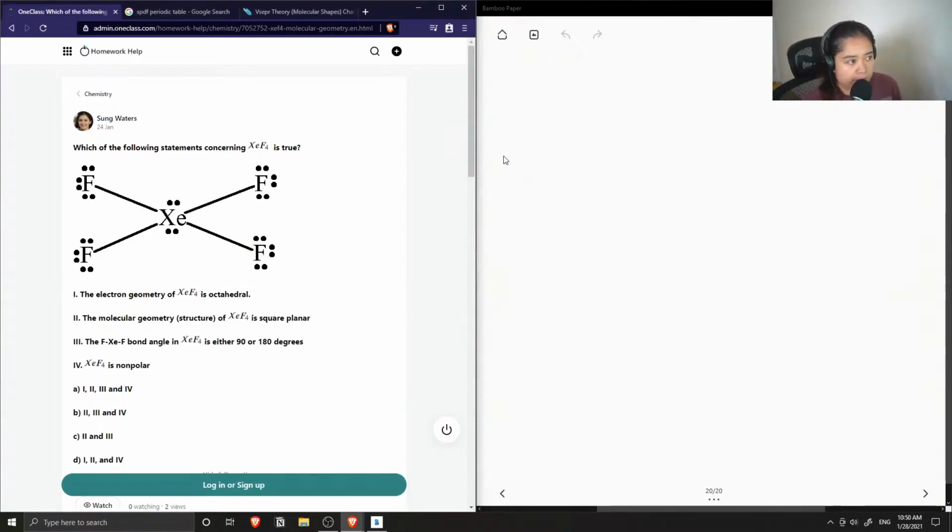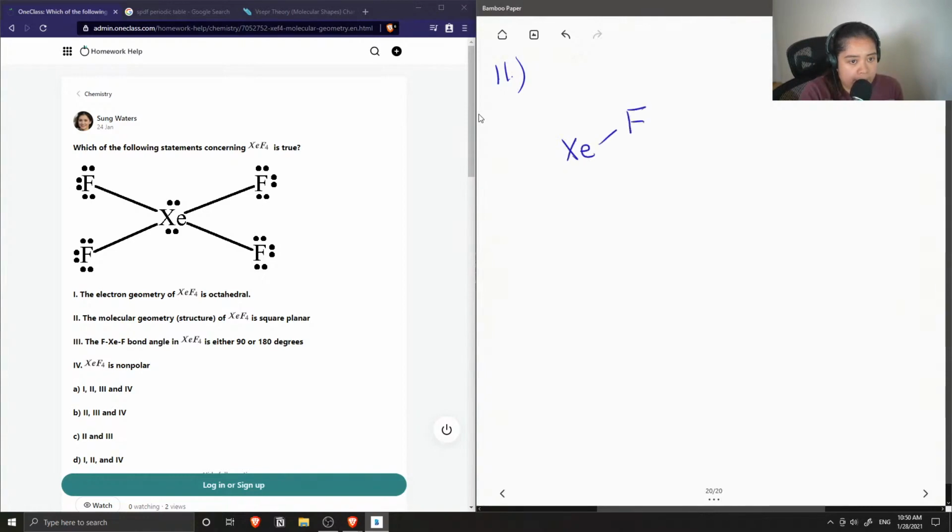Okay, so which of the following statements concerning xenon tetrafluoride is true? So they already have the Lewis structure given, so let's write that down as well. We have xenon as our central atom, and then 4 single bonds to these fluorines, and then each fluorine has 6 non-bonding electrons. And then the remaining 4 electrons are on the xenon central atom in the form of a lone pair.